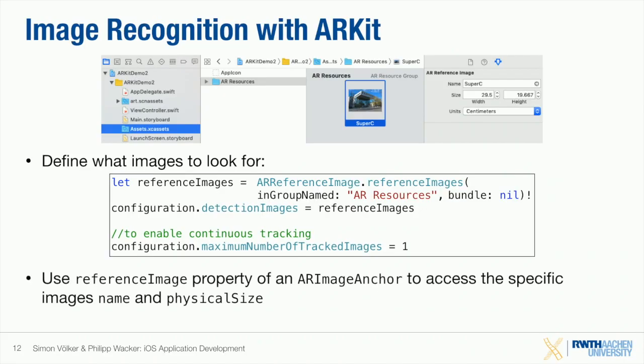And then in the callback, or whatever callback you get, where you get then an AR image anchor, you can access the reference image property to get information like, well, the name. So if you're tracking more images, you can see which one is now the one that was actually detected, and also the physical size. So you can react to that and have maybe something that is overlaying the image there.